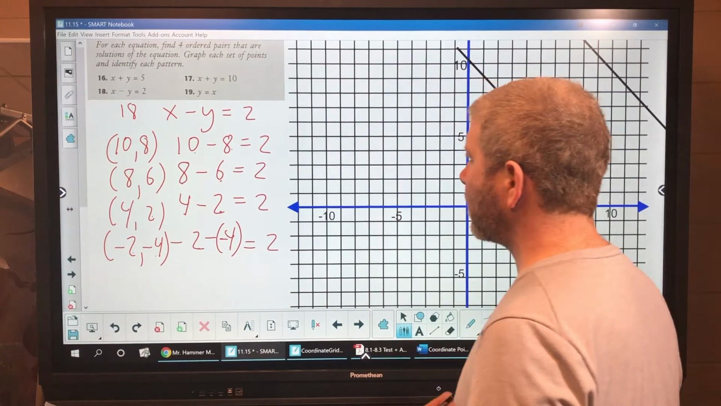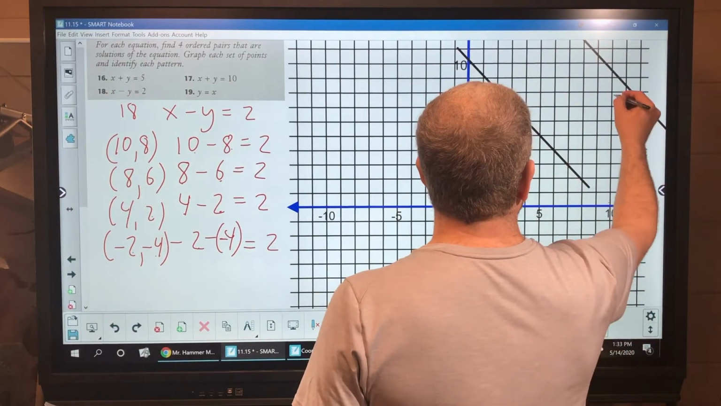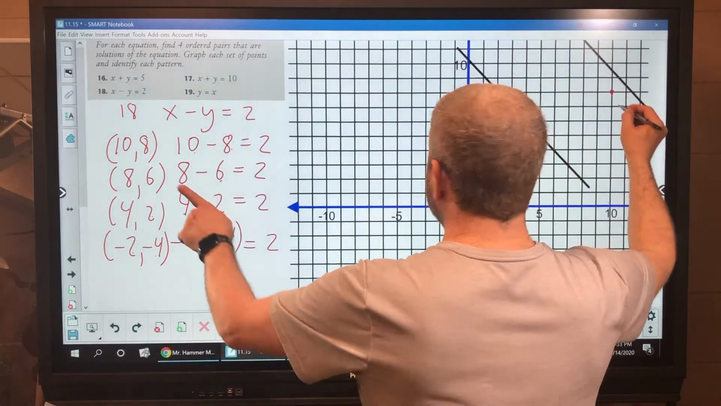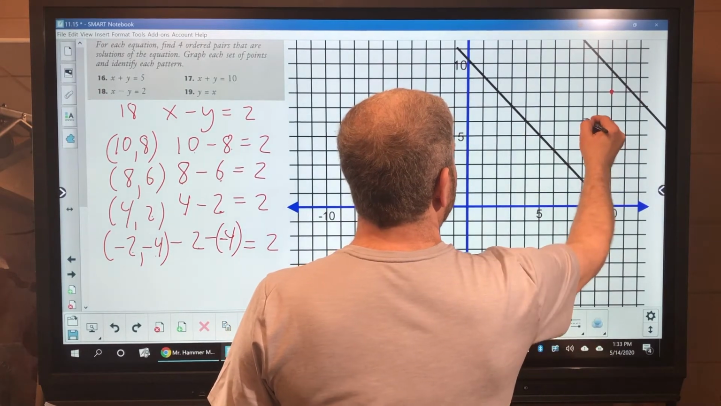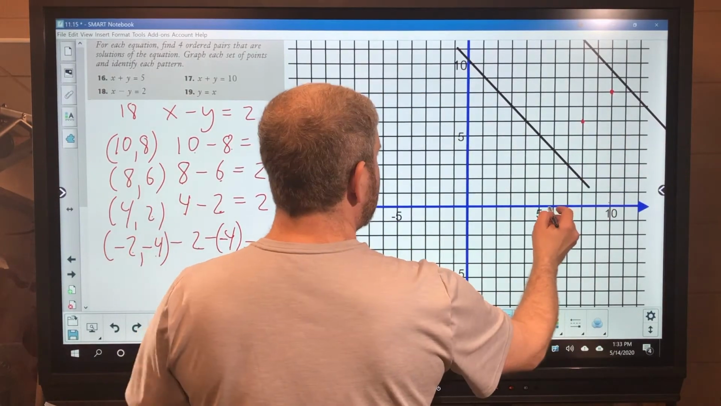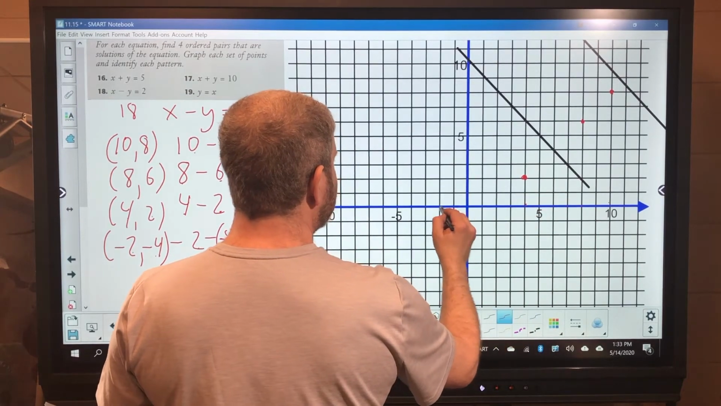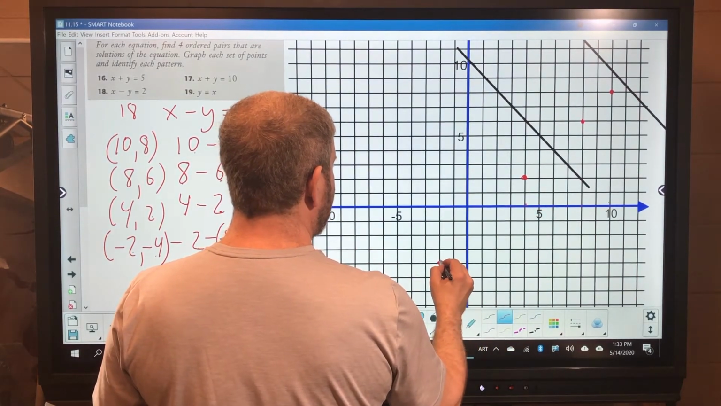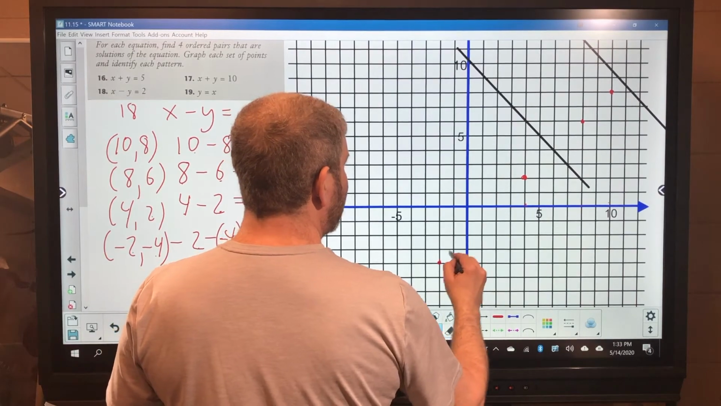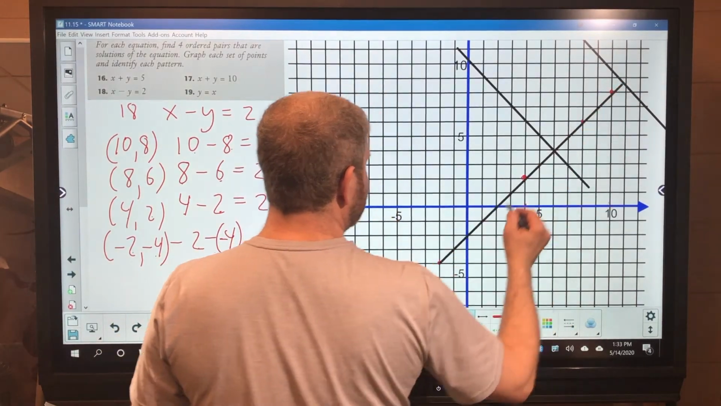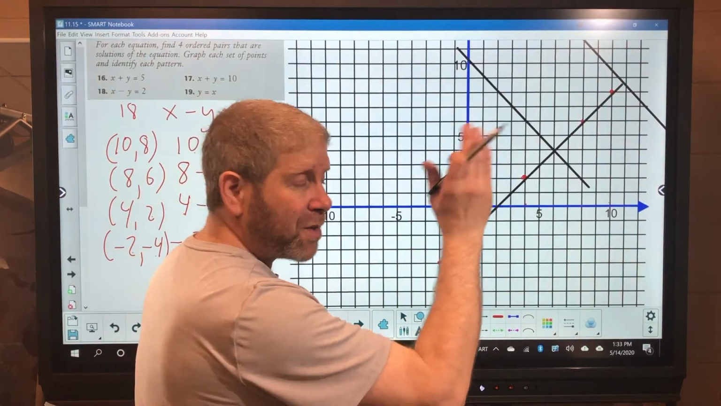So let's try plotting these numbers. 10, 8 is up over here. 8, 6 is over here. 4, 2 is over here. And minus 2, minus 4 is all the way down here. So it looks like we have a line again. And this time our line goes up and to the right.